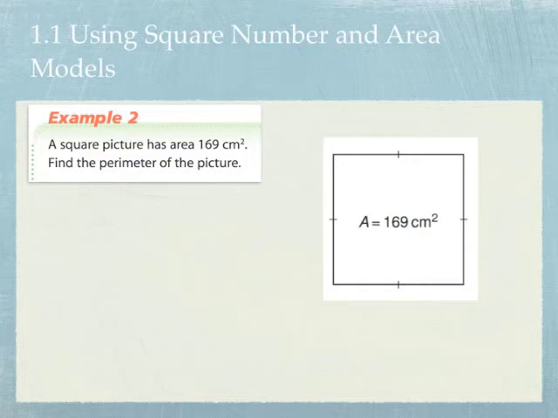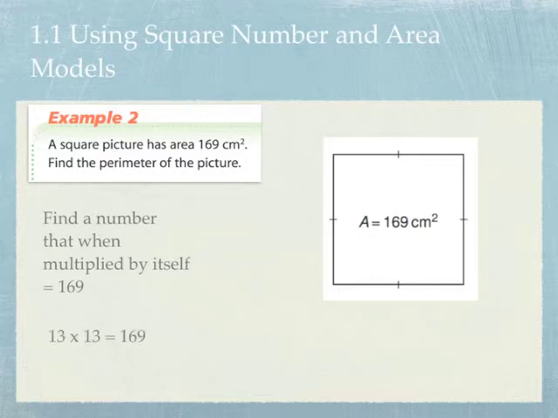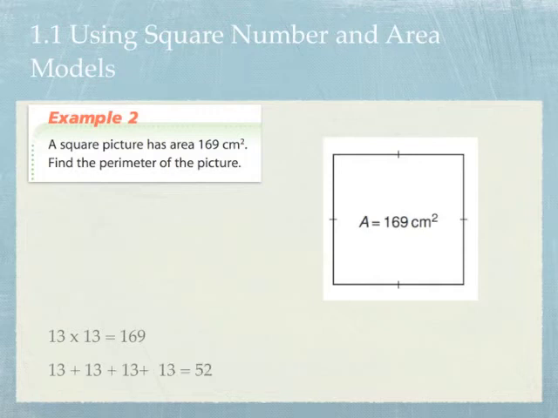So if we're looking at this, it's not quite a square, so the length must be bigger than 12 centimeters. So I'm going to think about the next multiple up, which would be 13 times 13. And yep, so that will work. So when 13 is multiplied by itself, we get 169. And it says here we need to find the perimeter of the picture. So what I'm going to do is add 13 4 times, and that will tell me that the perimeter would be 52 centimeters.